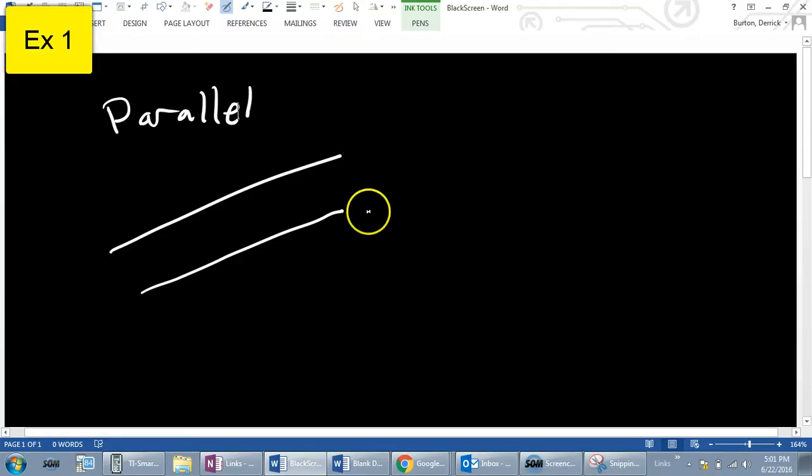Now the way their slopes work, if lines are parallel, their slopes are the same. So I'm going to use M for slope. So if this lower line has a slope of, say, 2/3, then the upper line will also have a slope of 2/3. Alright? Parallel lines have the same slope.